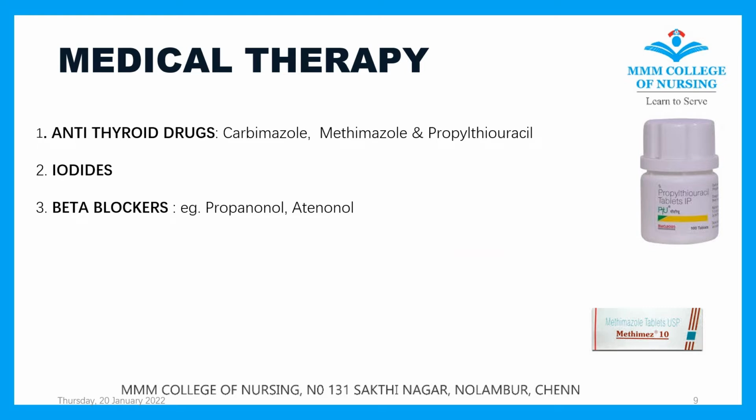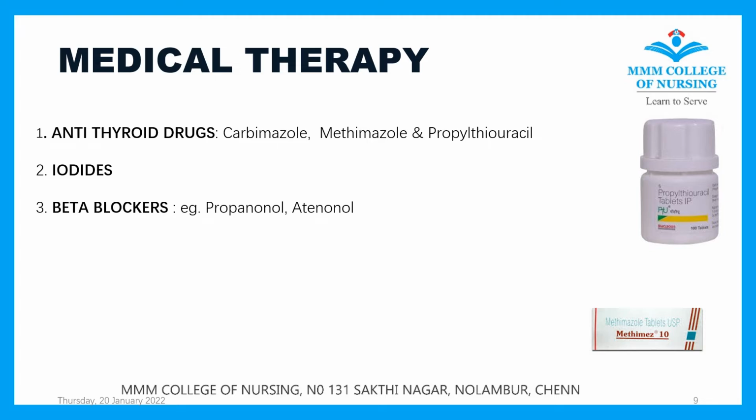In medical therapy, the first drug of choice is antithyroid drugs like carbimazole, methimazole, and propylthiouracil. All these drugs belong to the thionamide group, which blocks the conversion of T3 or T4 in the peripheral tissues. Usually propylthiouracil 100 milligram will be prescribed for 4 to 8 weeks. At the end of 4 to 8 weeks of this therapy, usually patients will become euthyroid. That is, their thyroid level becomes normal.